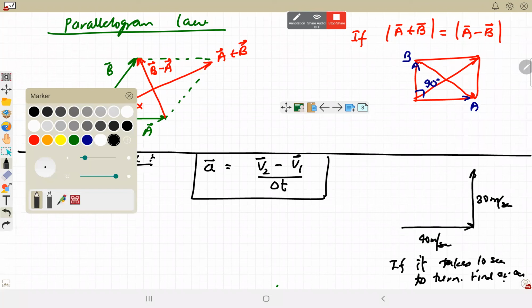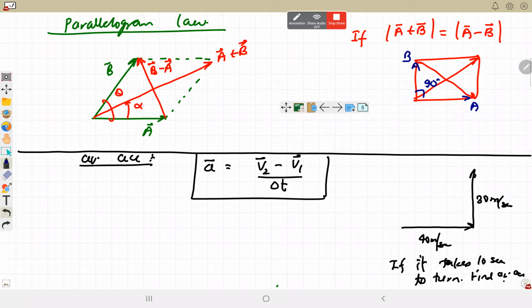So in this case, v1 is the velocity towards the east. That is the initial velocity. And then it changes towards the north. So that is v2. This vector is v1 and here it is v2. If we join this, it becomes v1 plus v2. We have to calculate v2 minus v1.